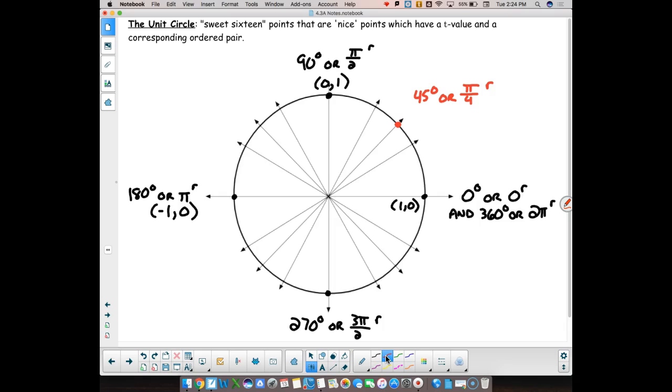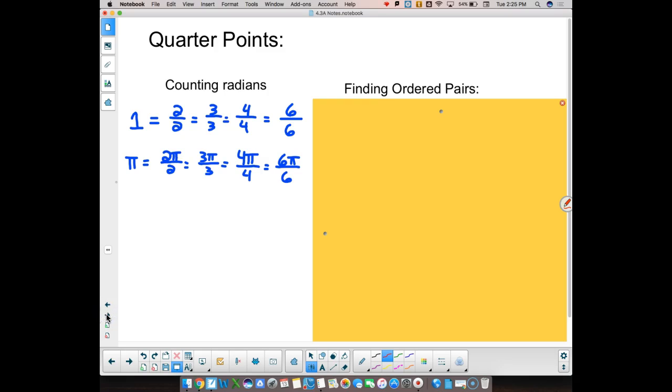Now, in a utopian world, the coordinates of that red dot would be 1/2, 1/2. Right? But 1/2, 1/2 is not on the unit circle. That point is not on the unit circle because 1/2 squared plus 1/2 squared is not equal to 1. It's only equal to 1/2. We have to do some maths to figure out the coordinates of that point.